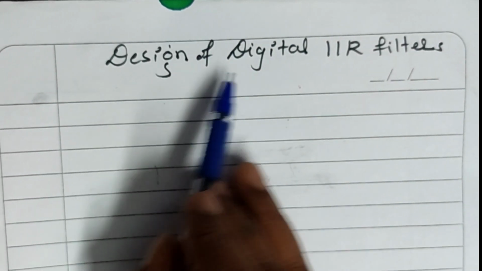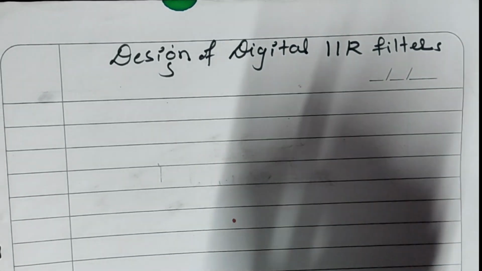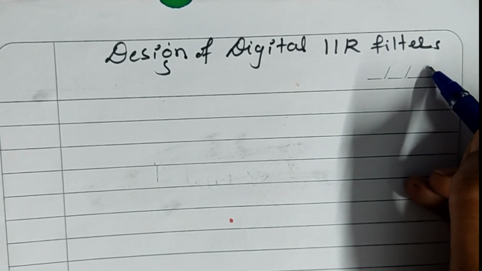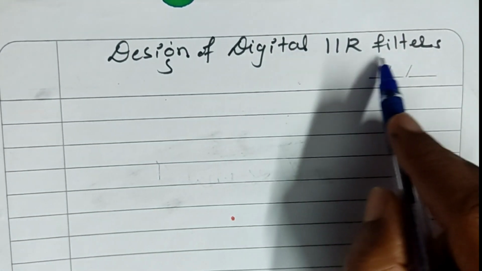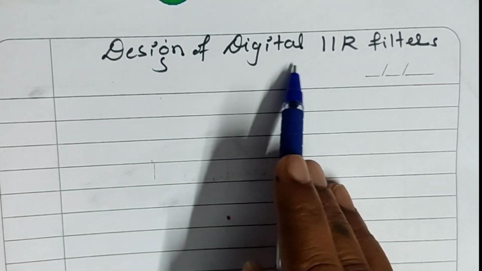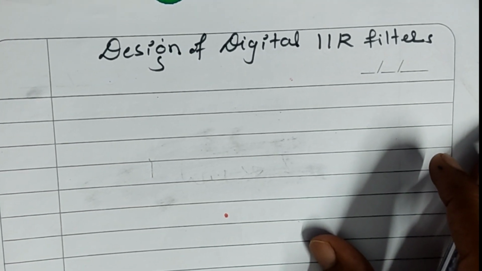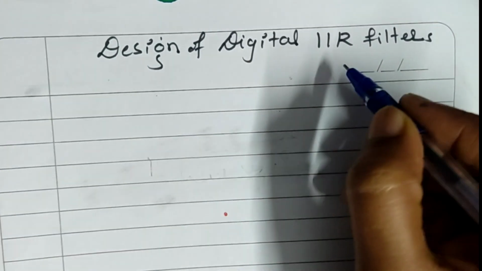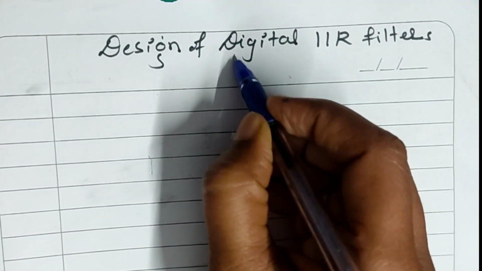Now we will see design of digital IIR filters. Earlier we discussed the design of analog IIR filters, in which we saw Butterworth. Now we will see the design of digital IIR filters, and in that also Butterworth digital IIR filters. To design this, there are two methods actually.